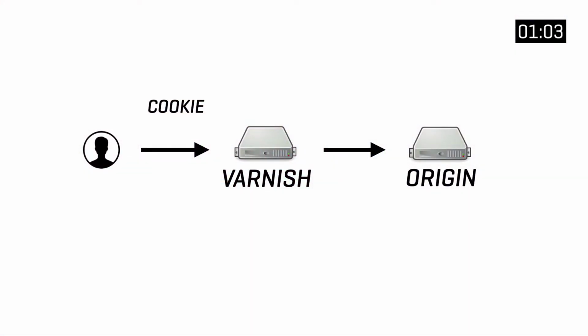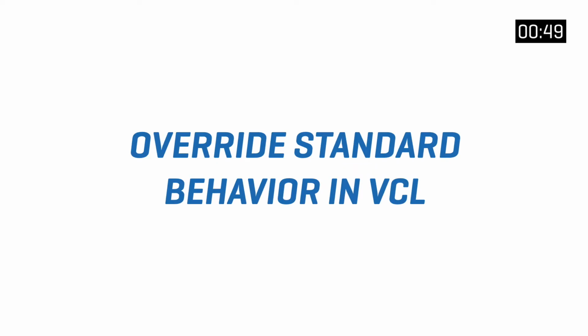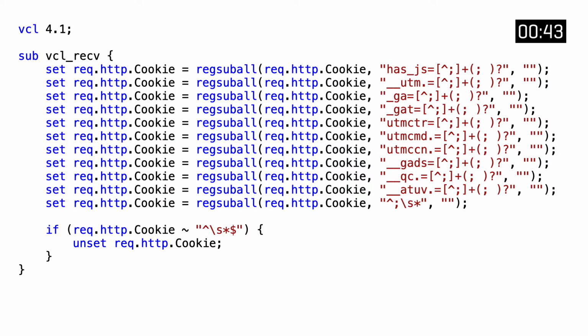Similar things happen when a Cookie request header is received by Varnish. Varnish will also bypass the cache. It's really a challenge to strike the right balance between using functional cookies and still maintaining a decent level of caching. And the way we'll approach that challenge is by overriding the standard VCL behavior and doing very context-specific cookie handling.